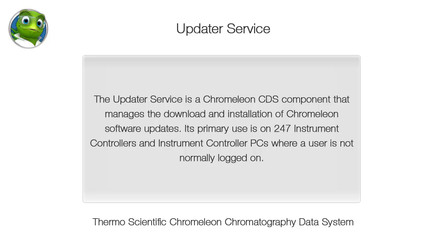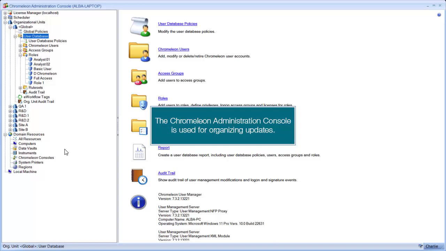The Updater Service is a Chromeleon CDS component that manages the download and installation of Chromeleon software updates. Its primary use is on 24/7 instrument controllers and instrument controller PCs where a user is not normally logged on. The Chromeleon Administration Console is used for organizing updates.